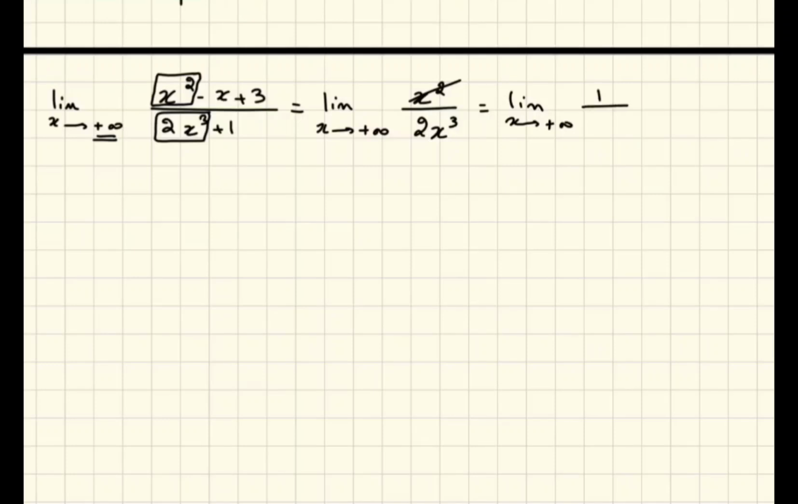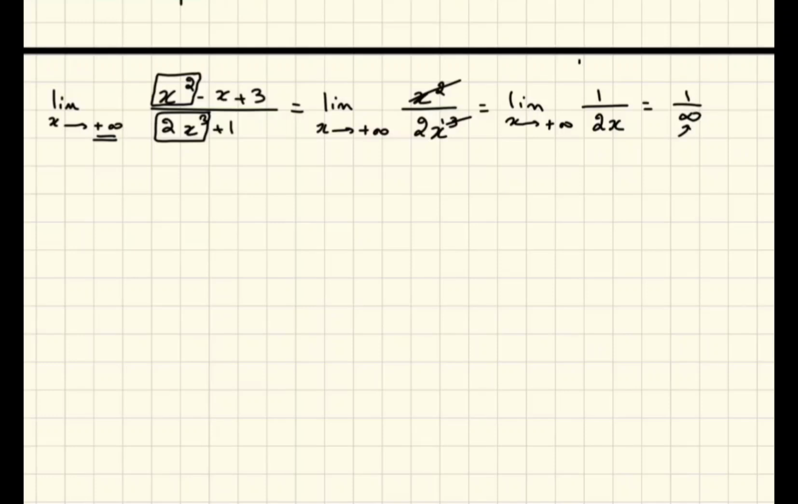It becomes 1. And from the 3 here we took 2, we still have 1. So it becomes 1 over 2x, which is 1 over infinity. Usually we don't replace infinity, we don't try that, but I'm gonna write it for you to understand.